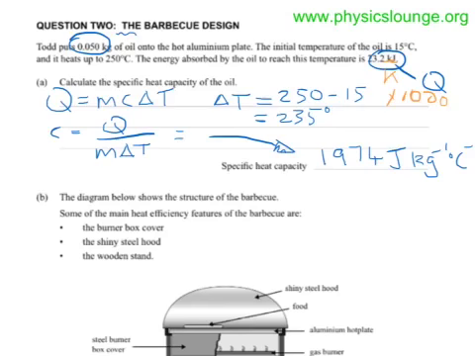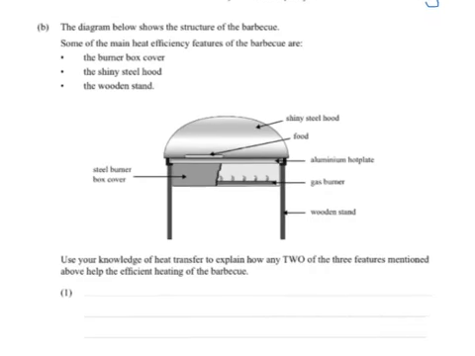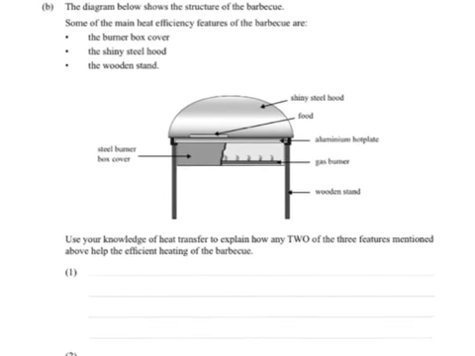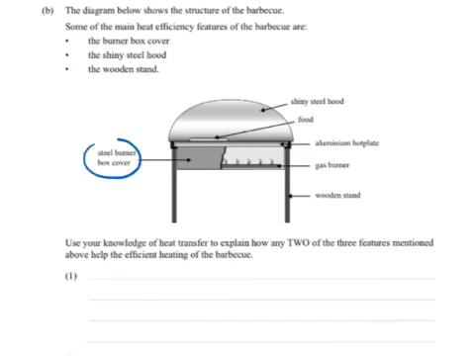So B. The diagram below shows the structure of the barbecue. Some of the main heat efficiency features of the barbecue are the burner box cover. We should look at these things as we're going. So there's the burner box. Oops, I'm using the wrong thing. That's the burner box cover. The shiny steel hood, which is up the top here, and the wooden stand.